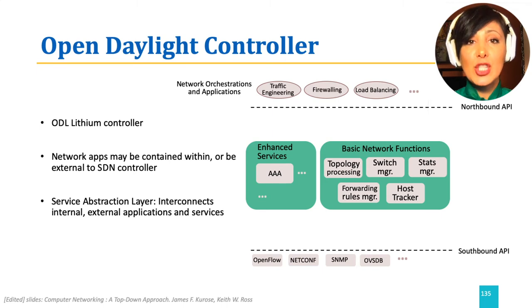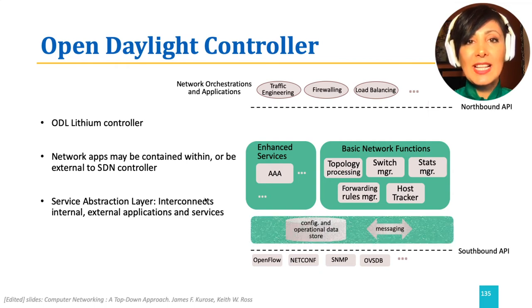The basic network functions provided by ODL, like topology processing and switch management, are at the heart of its SDN controller. A service abstraction layer called SAL allows controller components and applications to work with each other and use each other's services. SAL also provides an abstract interface to protocols operating between the ODL controller and controlled devices. In addition to OpenFlow, these protocols include SNMP, netconf, and OVSDB, which is for Open vSwitch Database Management Protocol.